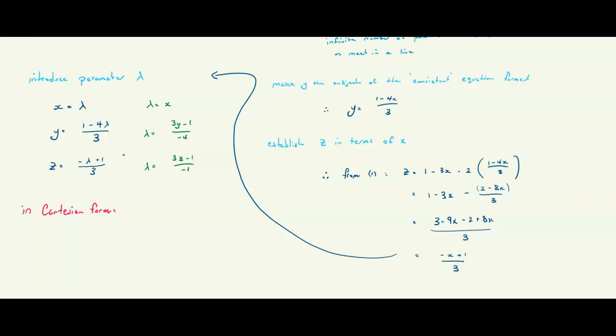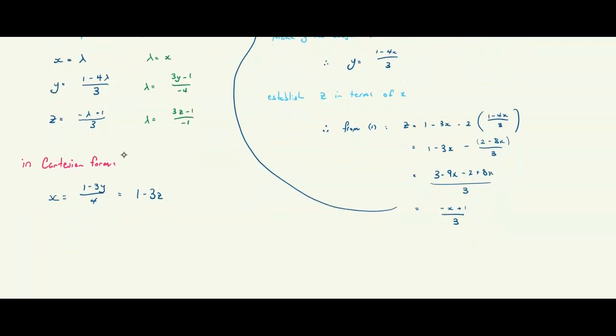In Cartesian form, I can write that x is equal to 3y minus 1 on negative, well, I wouldn't write it like that. I wouldn't have negative 4 under here, I'd multiply through by negative 1. So I'd have 1 minus 3y over 4, and I'd do the same here, and I'd have 1 minus 3z. That's an equal sign there. So they're my equations in Cartesian form, that's the equation of this line in Cartesian form.